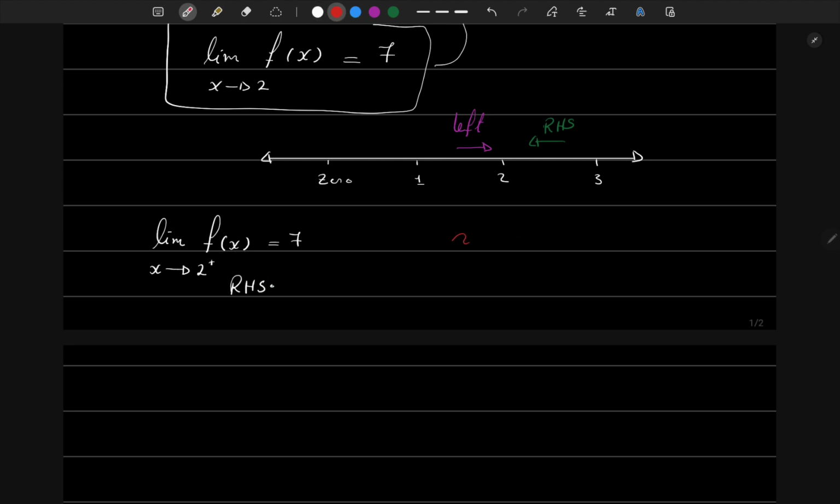If I do it like this, limit of f of x when x approaches 2 and then put a small negative equals 7. Here I'm approaching from the left hand side. Most of the time we will not need to be looking at right hand and left hand side, but there are some functions where we actually have to look at left hand side and right hand side.